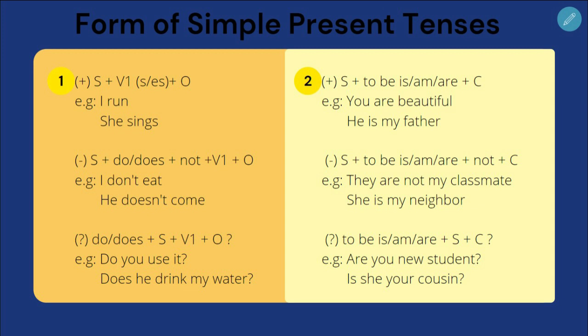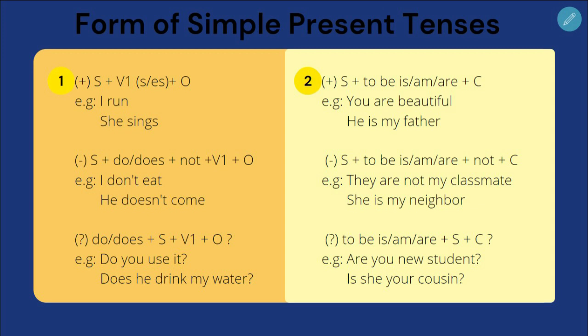For affirmative, subject plus to be plus complement. Here for example is you are beautiful and she is my sister. For the to be here, is is used if the subject is third person singular, and then am is used if the subject is I, and are is used when the subject is you or they. Next, the negative form is subject plus to be plus not plus complement. For example, they are not my classmates, she is not my neighbor.